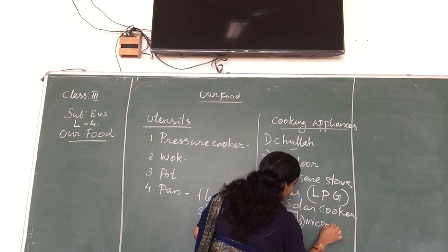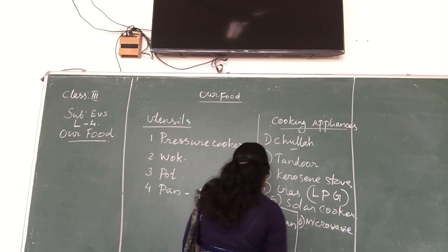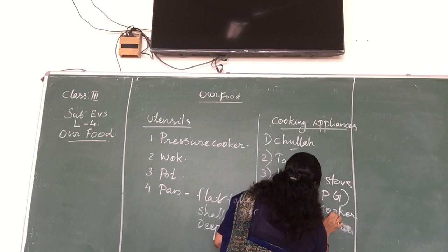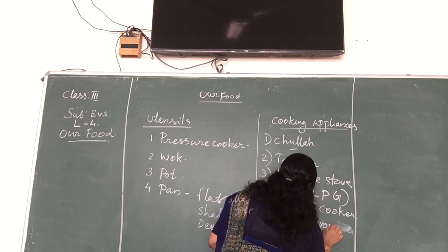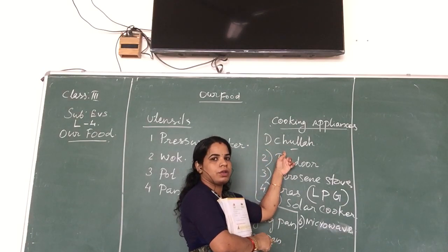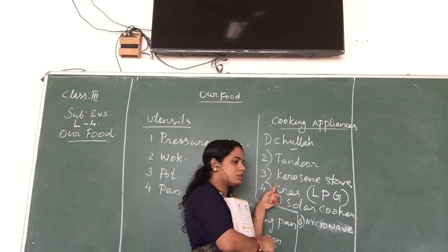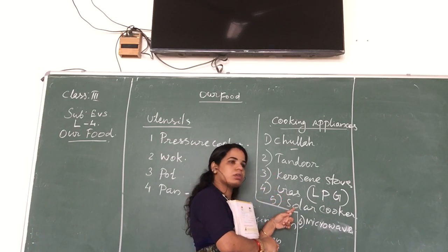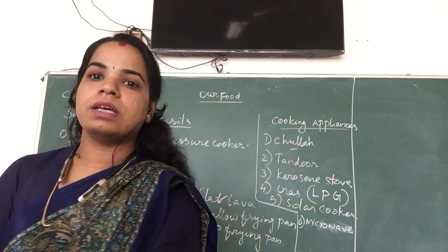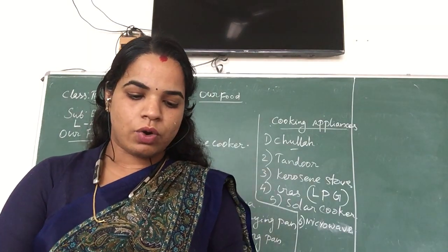Now you know very well what the different appliances are that we use to make food. What are the different appliances to make the food? First one is a chula. Next one is a tandoor. And then kerosene stoves, gas stoves, solar cooker, microwave ovens. All these appliances we are using to cook the food.